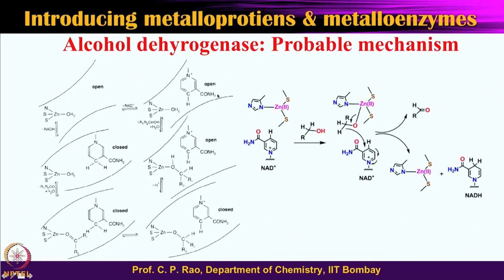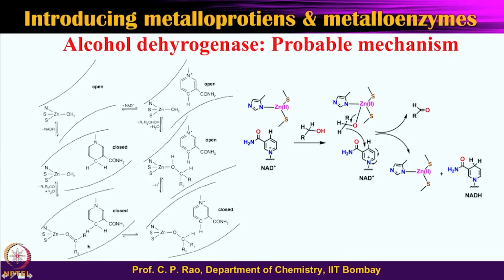There is a conformational change that brings the NAD plus close by, and then it will also bind to the zinc center. So, the entry of a substrate will bring a conformational change, and that allows the NAD plus to take an arrangement which comes very close to the zinc center. And at this stage, once the whole thing is set, the substrate is bound, and the NAD plus is poised in a proper way, and the enzyme closes.